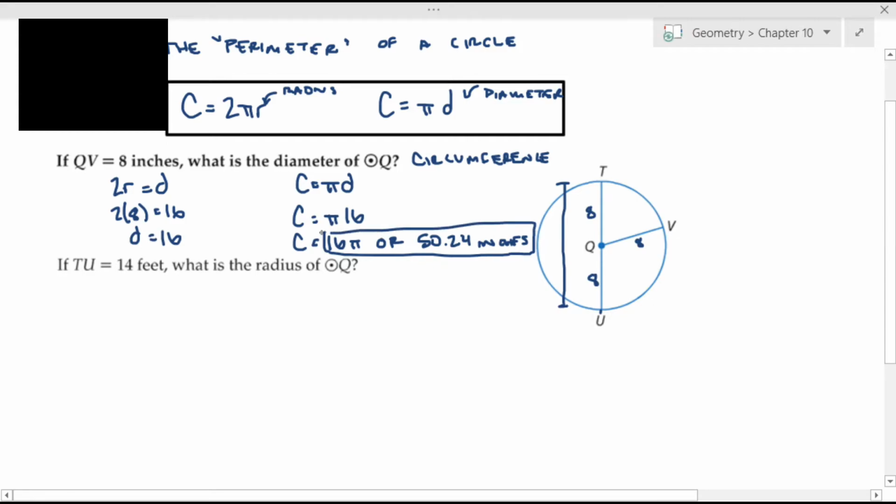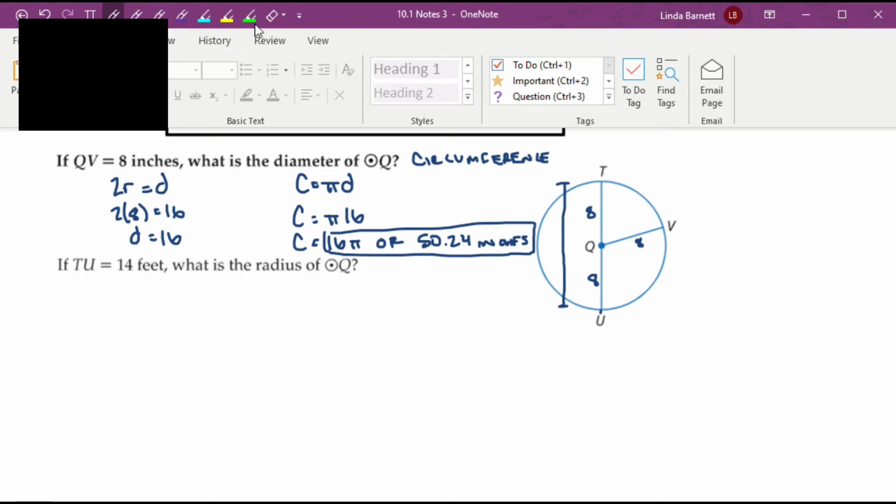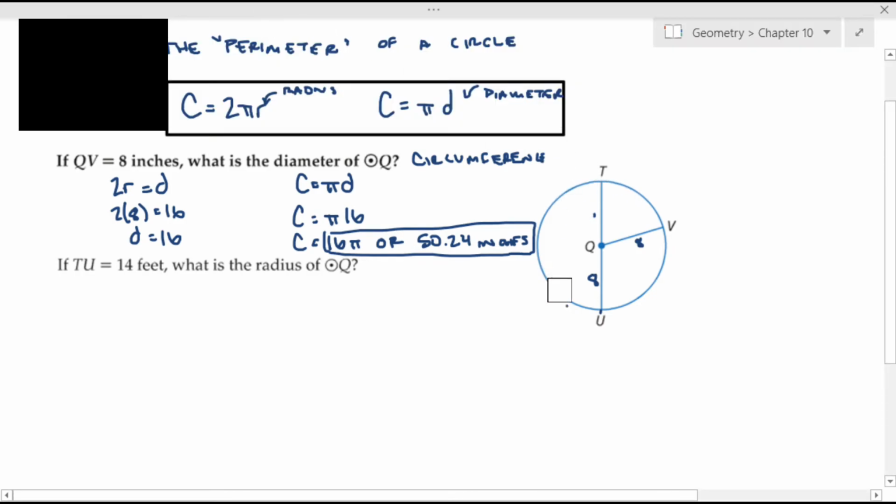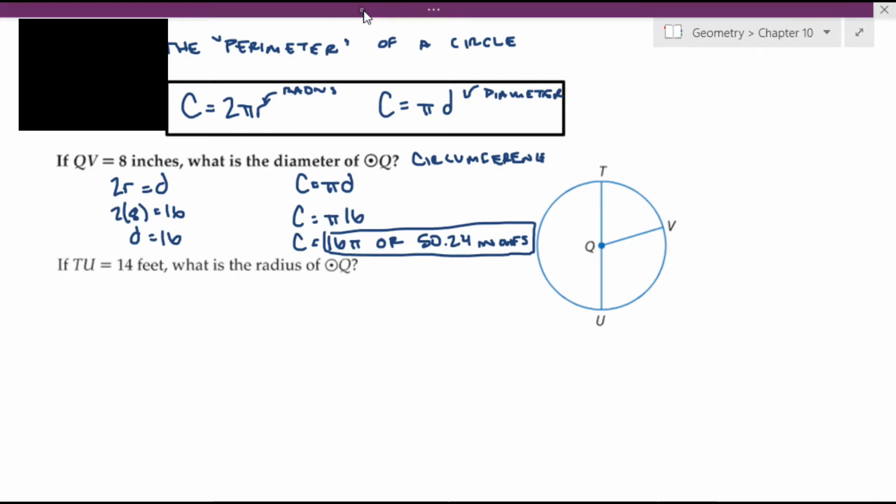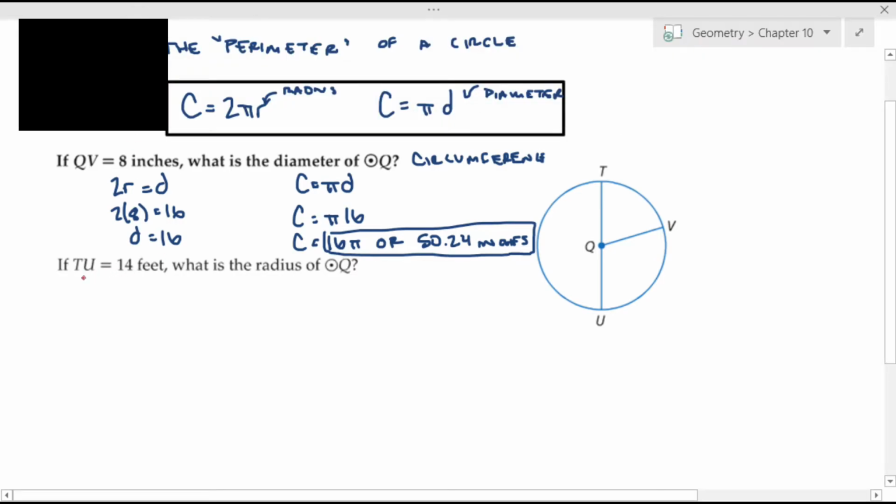Okay, I want you to pause it and try the next one on your own before I do it for you. Okay, hold on. Let me get started. It tells us that TU is 14 feet. So from T all the way to U is 14 feet. Find the radius, and we're also going to find the circumference.